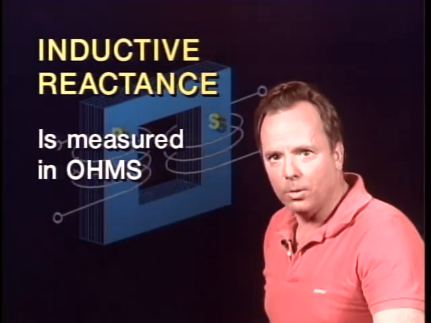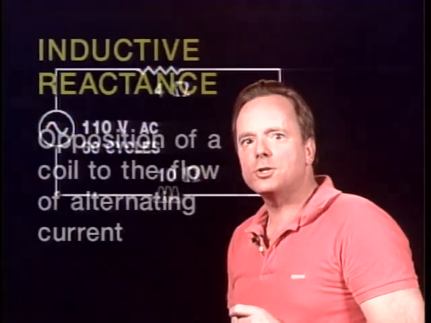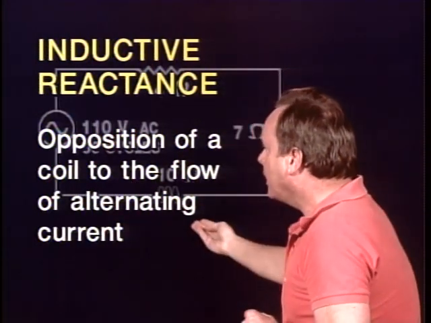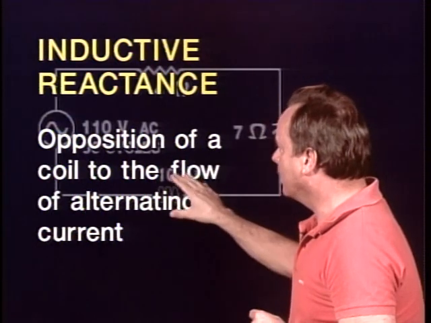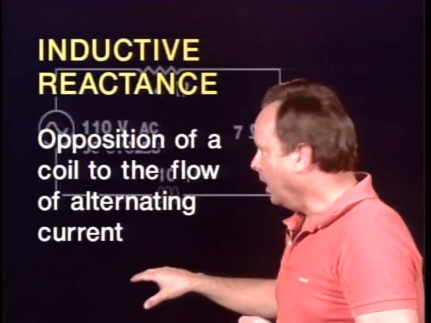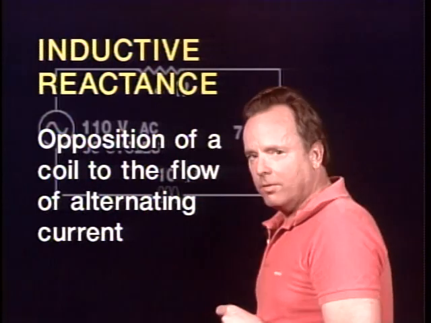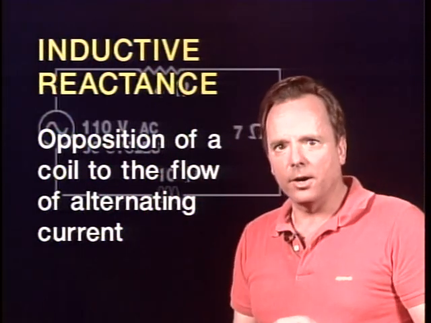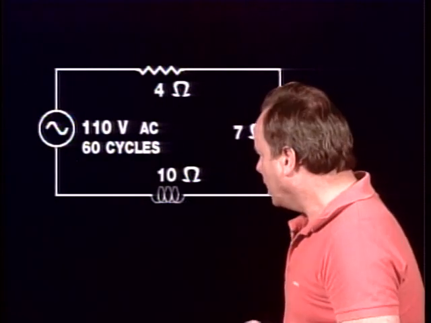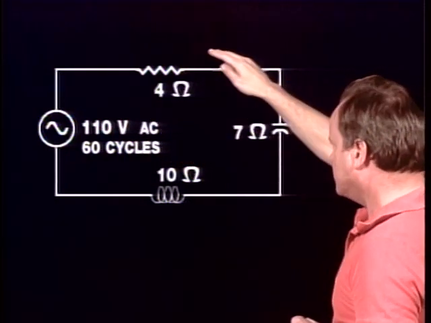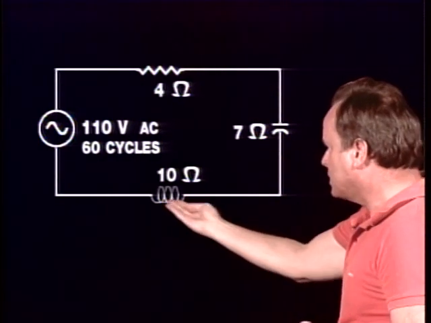The unit is ohms. What is inductive reactance? Well, the inductive reactance is the opposition of the flow of a coil to the flow of alternating current. It tends to slow the current down. And remember, it makes the current flow 90 degrees later than the voltage. Now let's take a look at a circuit here and see if we can make some sense out of it. Here we have a circuit, we'll say with a generator in it, and we have some resistance, some capacitance, and some inductance.